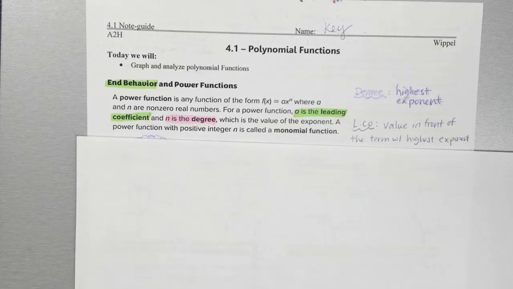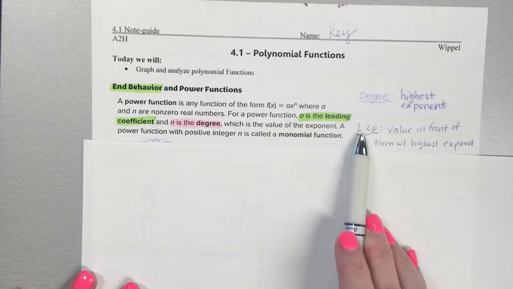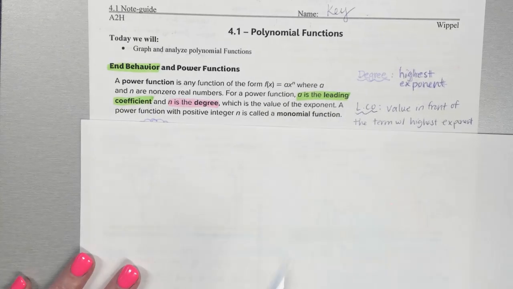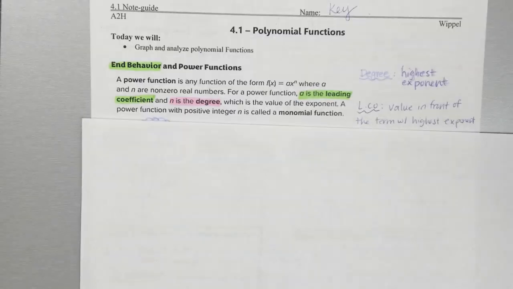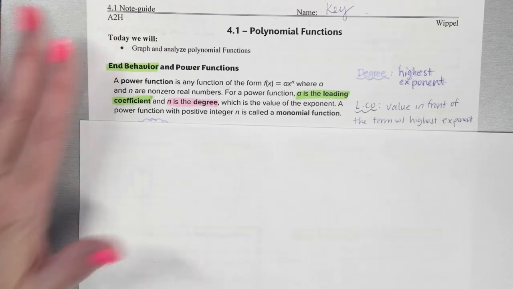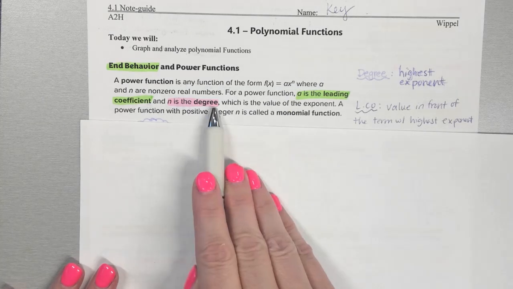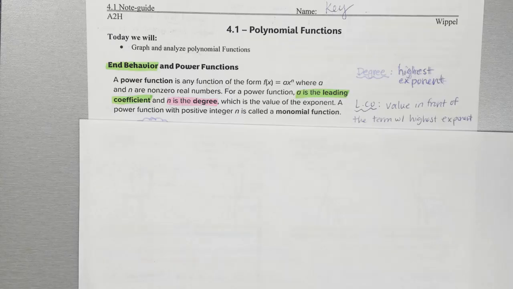Okay, so for this power function, we call a the leading coefficient. I just abbreviated it, the LC. That's the value in front of the term with the highest exponent. So in a polynomial, you can have multiple terms. The one with the highest exponent, that value in front is the leading coefficient. And then we call the value of n, which is an exponent, the degree. The degree is just the highest exponent.